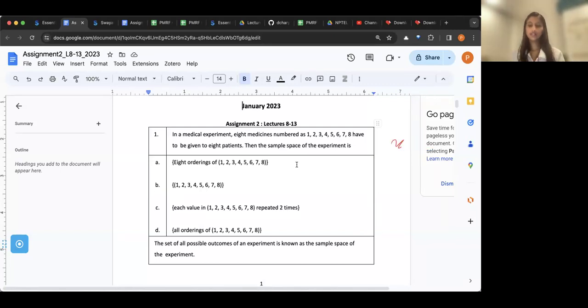So in a medical experiment, there are 8 medicines, like 1, 2, 3, 4, 5, 6, 7, 8. They are given to 8 patients. So for the sample space of this experiment, it could be that patient 1 is given medicine number 2, patient 2 is given medicine number 8, patient 3 is given medicine number 5. So this order can be anything, it's just a random order. So the answer to this question would be all orderings of 1, 2, 3, 4, 5, 6.